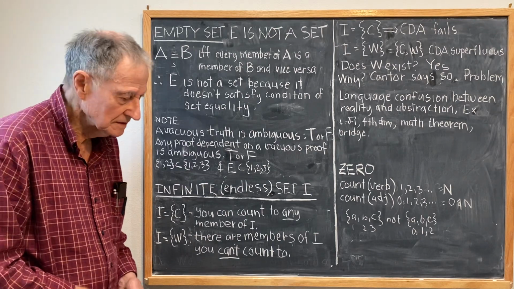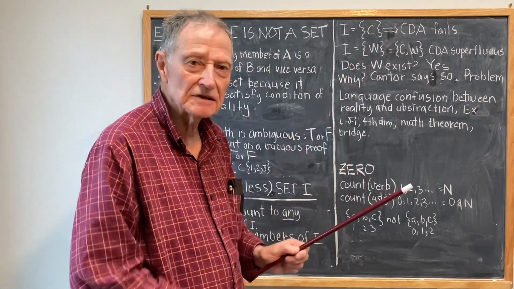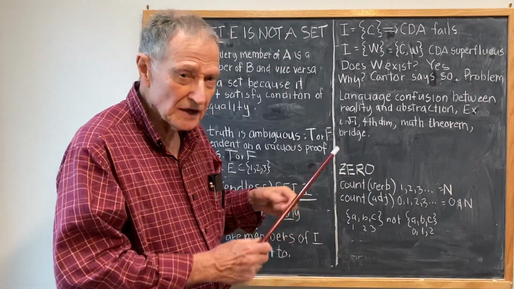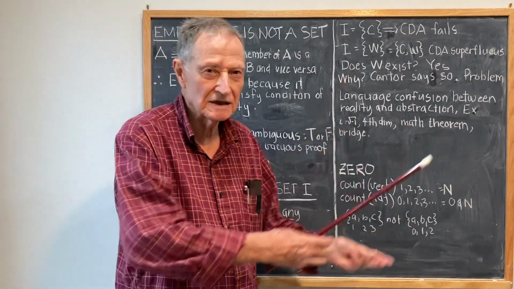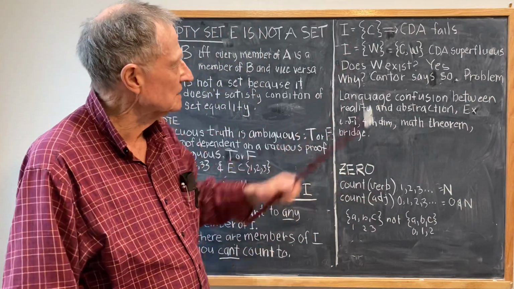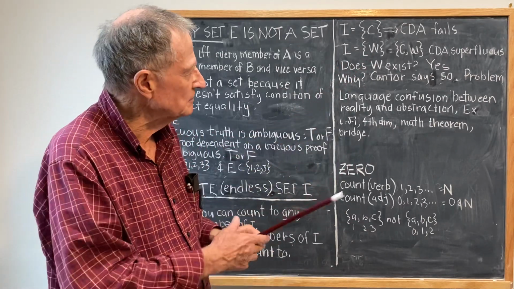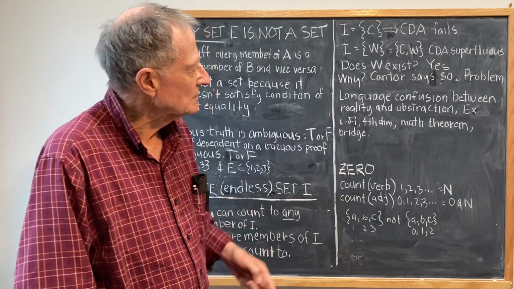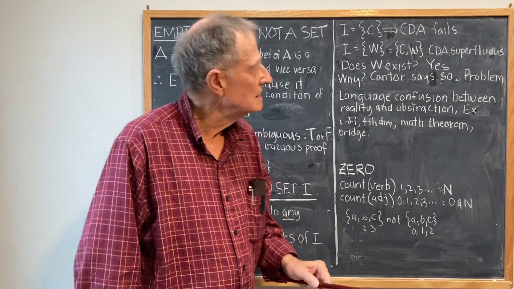So now, if I is equal to C, that implies that Cantor's diagonal argument fails, and it follows if you look at the argument and how it works. I'm not going to go through Cantor's diagonal argument. It should be pretty obvious. And if I is equal to W, which I will rewrite just because it's a little more obvious, as CW, then Cantor's diagonal argument is superfluous.